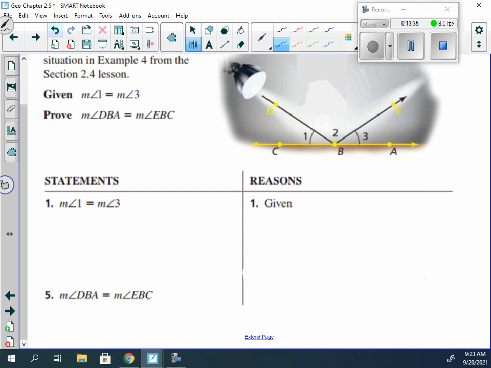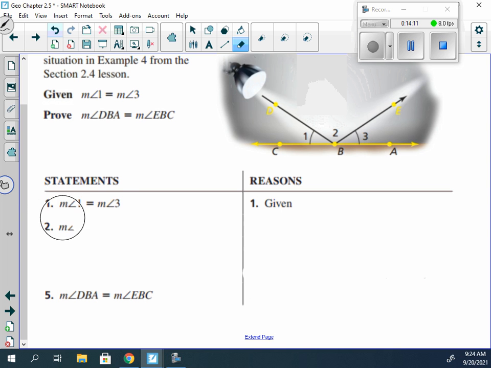So when we look at this here, we know 1 and 3 are equal, yes? And we want to show that DBA and EBC are the same, yes? So I need to define DBA and EBC in some way that I can show equality, yes? So it might be good to actually define one of the angles in parts, especially with angles 1 and 3. Because if they gave it to me, it means I'm probably going to use it.